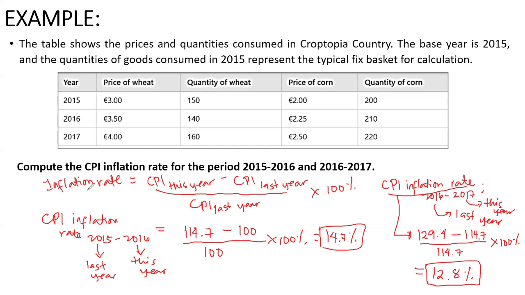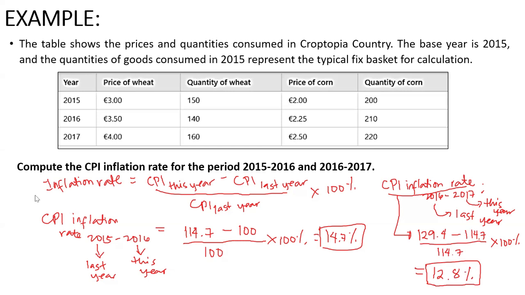So this is now our CPI inflation rate from 2015 to 2016 and from 2016 to 2017. The CPI inflation rate measures the percentage increase of your overall price levels, considering the current year and the data of the last year.